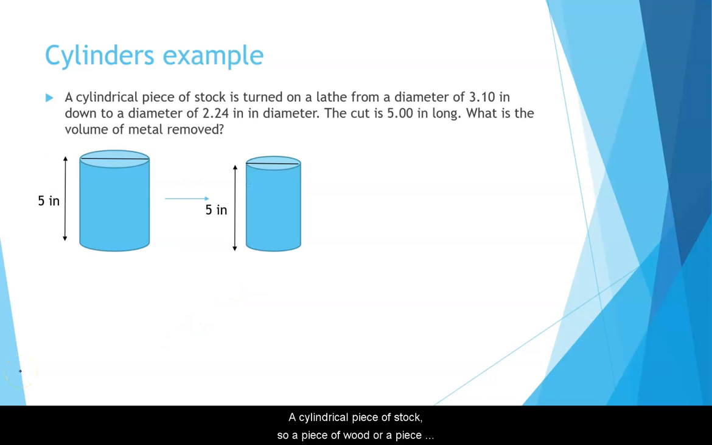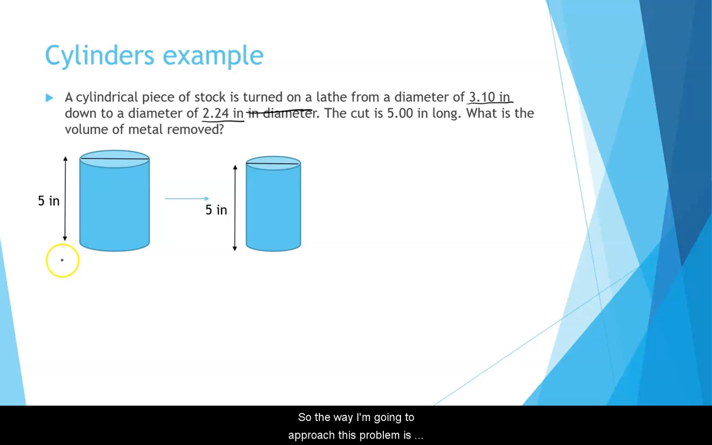A cylindrical piece of stock, so a piece of wood or a piece of metal, is turned on a lathe from a diameter of 3.10 inches down to a diameter of 2.24 inches. The cut is 5.00 inches long. What's the volume of metal removed?